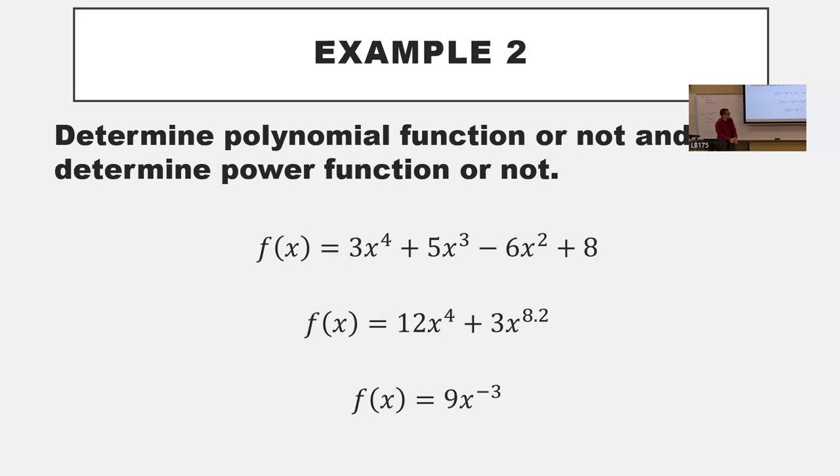Third one, is that a polynomial? No, we need whole number powers. Negatives are not whole numbers. Negatives are integers, not whole numbers. So we need non-negative integer powers. That's whole numbers: 0, 1, 2, 3, 4, 5. But negatives don't work, so that last one is not a polynomial, but it is a power function. It is coefficient times x to a power, so that is a power function.